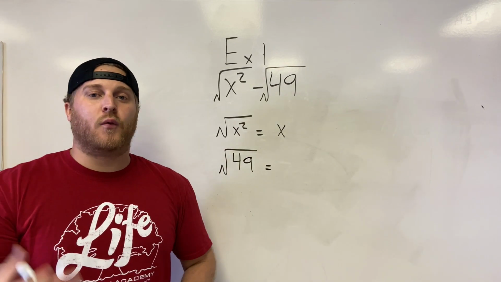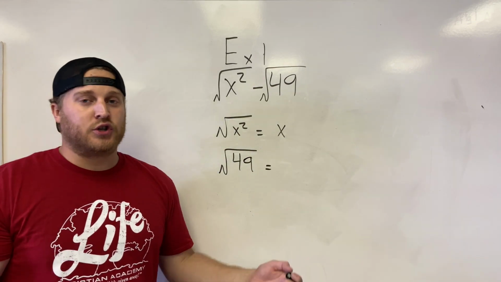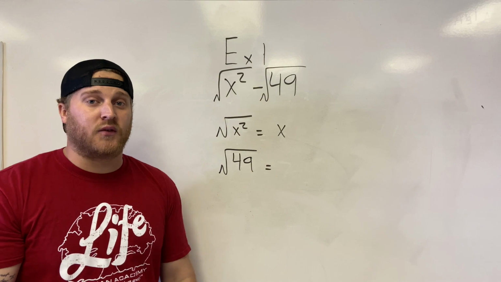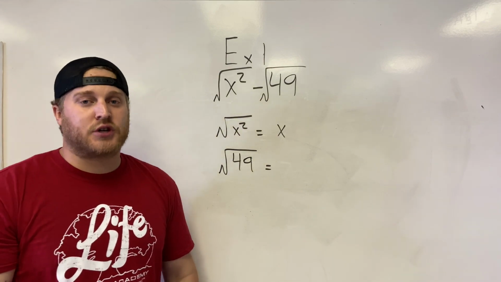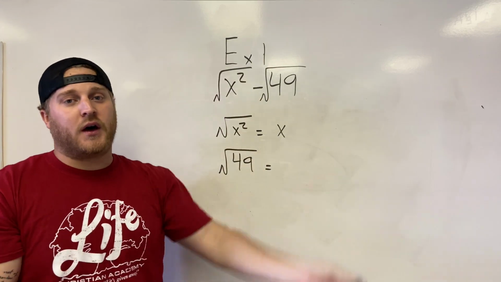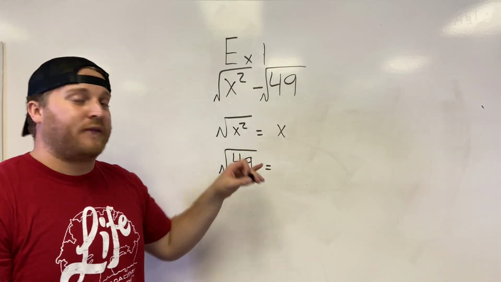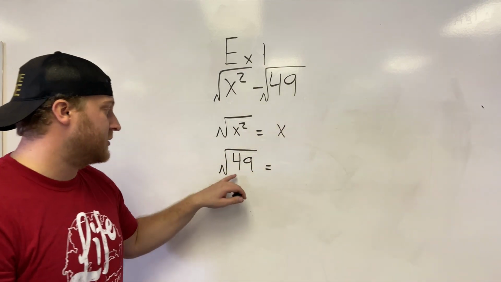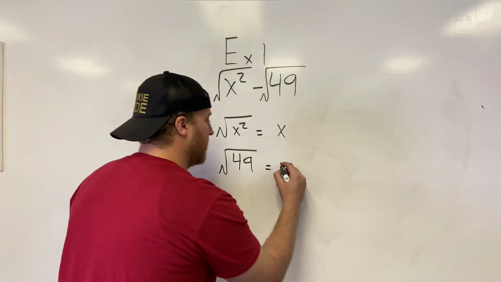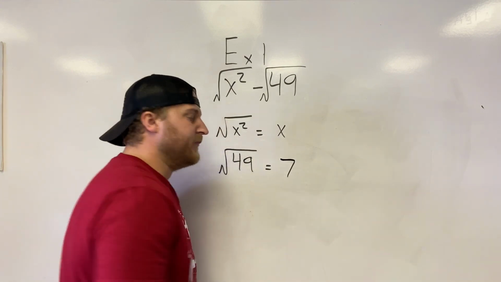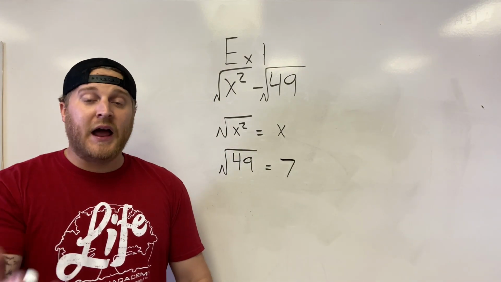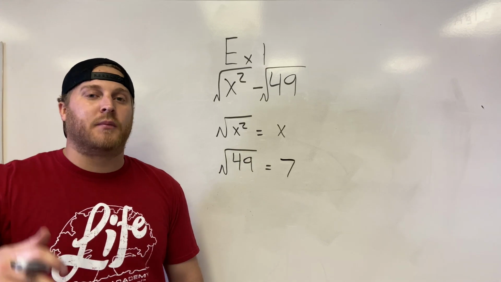What times itself will get me to 49? Now we should know 7 times 7 will get to 49. If not, check out that chart that you hopefully found on Google or wherever to find your perfect squares and their square roots. 7 times 7 is going to be 49, so the square root of 49 is 7. Now we're going to move on to step number 3.